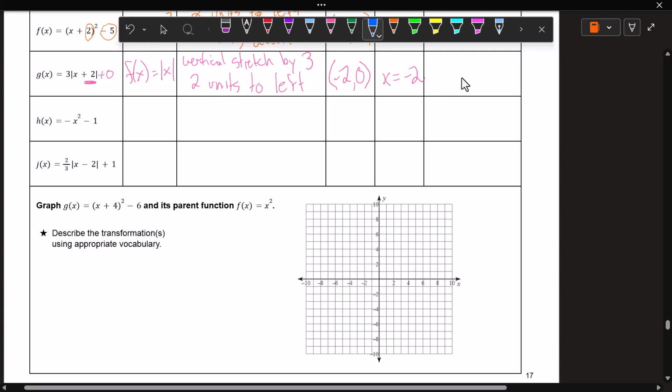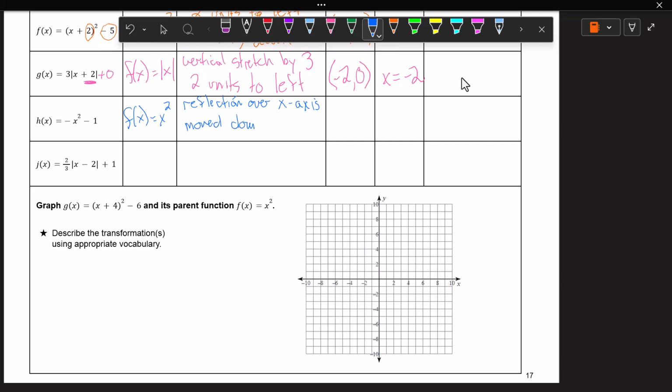h of x equals negative x squared minus 1. Again, this is our quadratic, f of x equals x squared. That negative in front of it means there is a reflection over the x-axis. It flipped upside down. And that minus 1, it's not in parentheses, so we moved down 1.